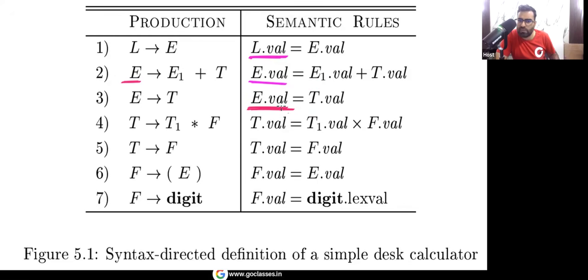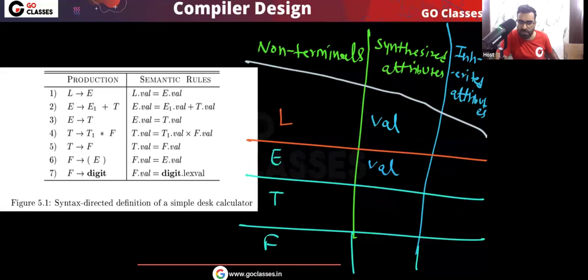We are defining E dot val, and this is an attribute of LHS, yes or no? So in this production, E is LHS, T is RHS. So you can see this E dot val is an attribute of LHS. So this is a synthesized attribute. So you can see for this non-terminal E, VAL is a synthesized attribute. We have already written. Okay.